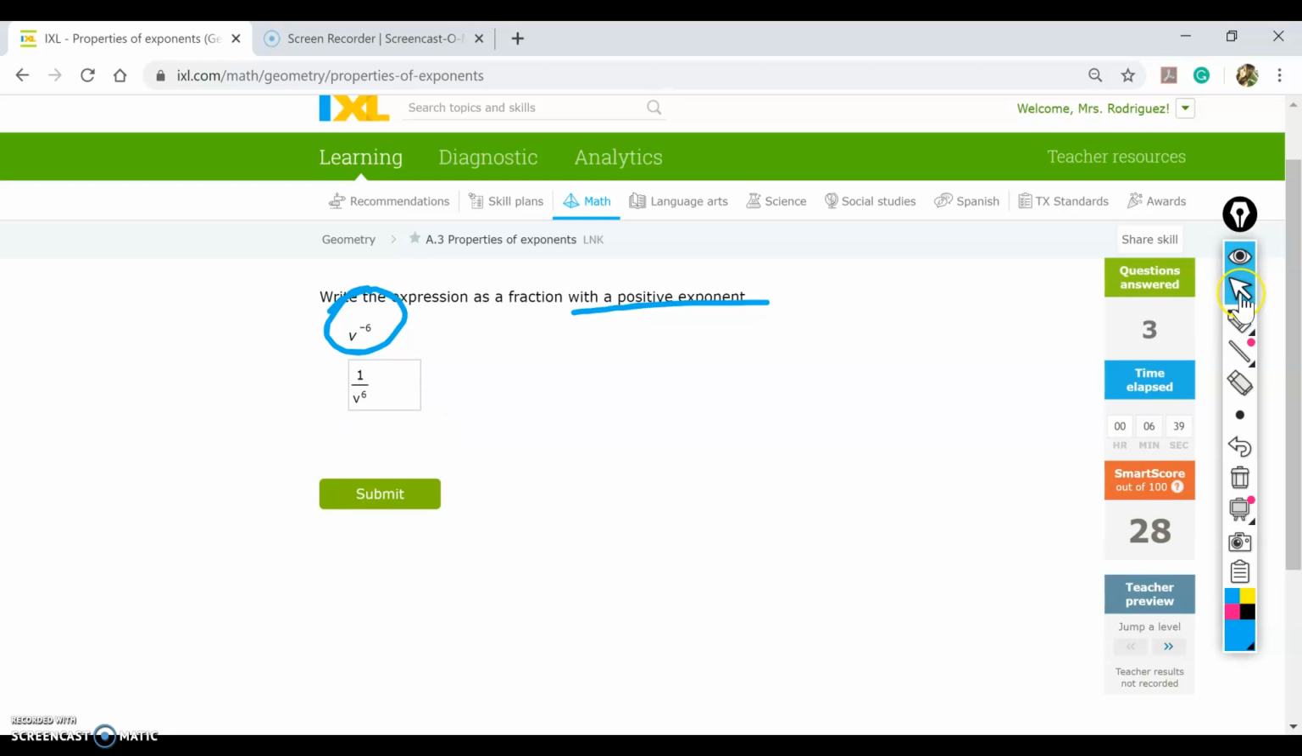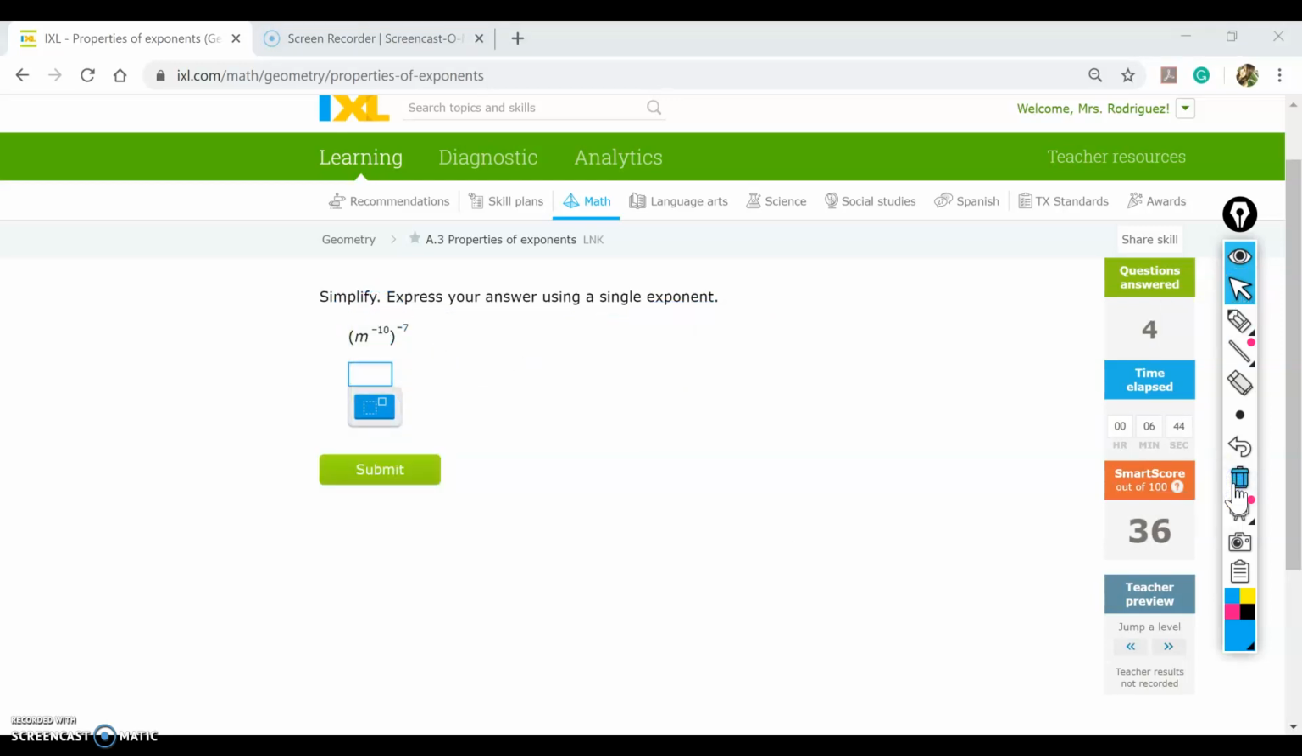Now let's see if we got it right. There you go. Okay, let's do this problem here. Simplify. Express your answer using a single exponent. Do you think it's asking me to make it positive? No, it's not. It's just a single exponent. So the only thing I need to do is make it a single exponent. How can I do that?